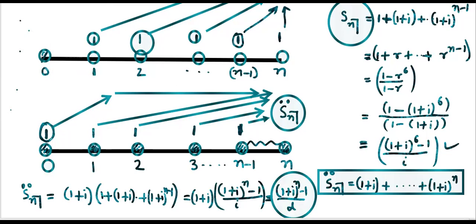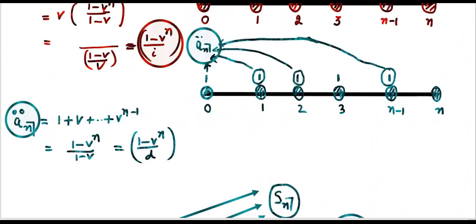So somehow while writing, it becomes 6. Okay, let me change it to n. So this is also the formula for this one, Sn. This is for Sn due. These are the two formulas. These are accumulated values and these are present values.